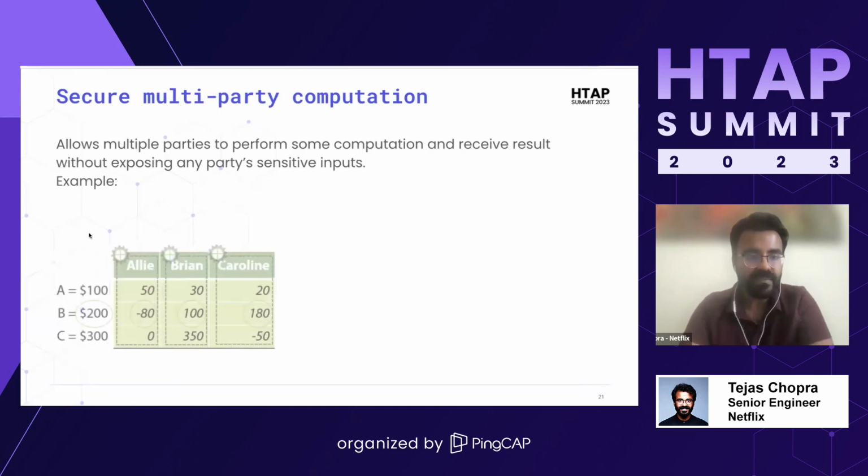Let's say we have an example here. We have three people, Ali, Brian, and Caroline, and let's say we want to calculate the average salary of all these folks. So we take Ali's salary and we divide it in random order. Here we've divided it into 50, 30, and 20. Similarly, we take Brian's salary and we divide it into 3 parts, and we give each part to each person. So in some ways, everyone is getting a part of everyone's salary, but they don't know the sum of the salary.